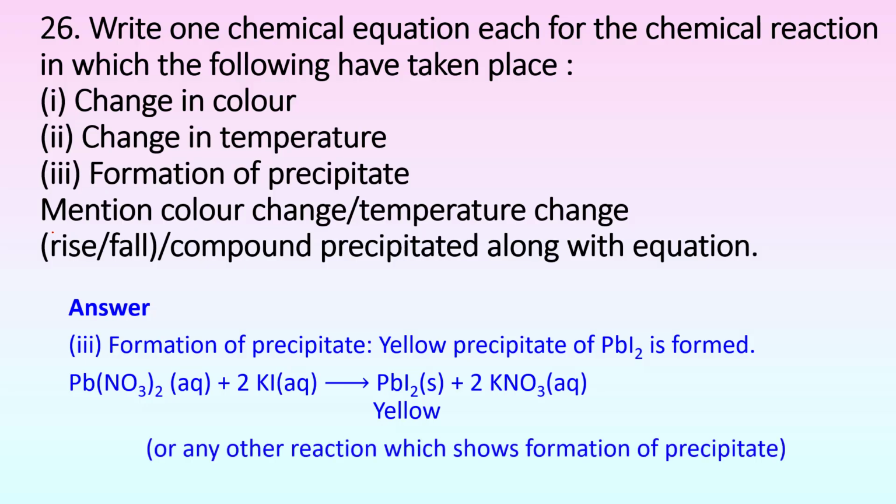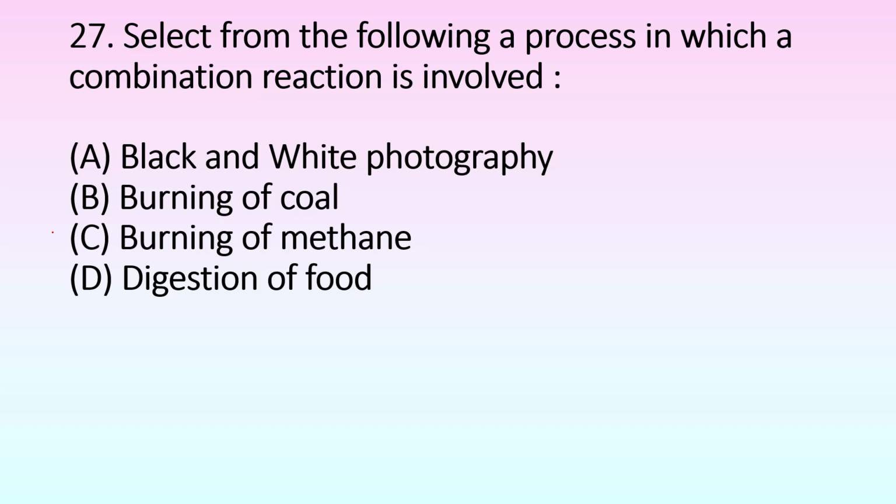Next, question number 27. Select from the following a process in which a combination reaction is involved. First, black and white photography. This is a decomposition reaction. Next, burning of coal. This is a combination reaction, so the answer is option B, that is burning of coal.